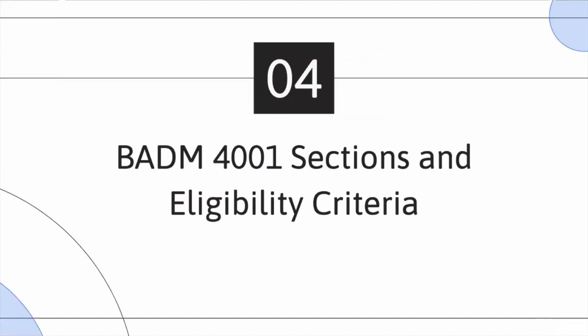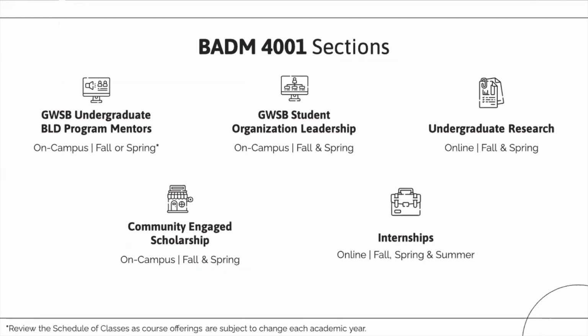All right, now we're going to jump into all of the different sections of 4001 and each of their respective eligibility criteria. As displayed on the screen, there are 5 sections of BADM 4001 that are offered at different times and in different formats throughout the academic year.